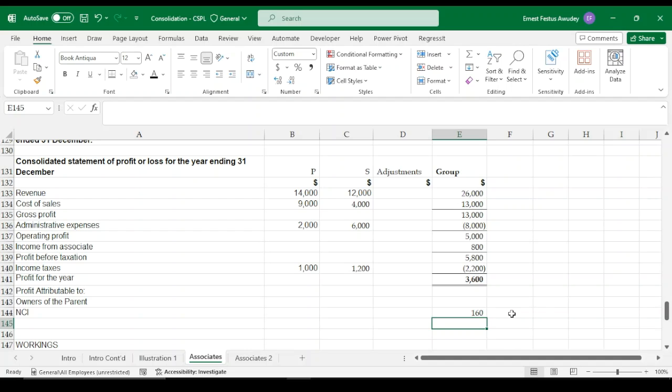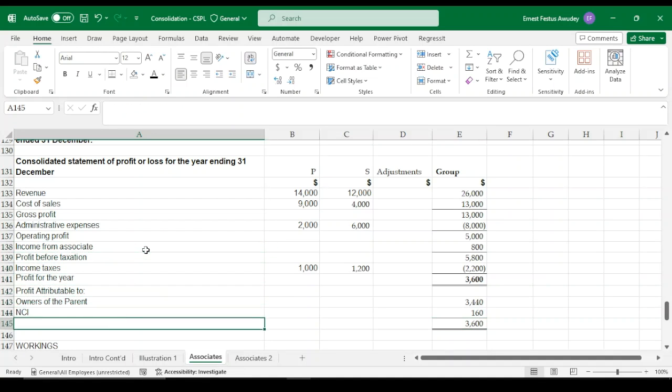This 160 is going to be subtracted from our profit figure for the year, and that will give us the profit attributable to the parent's owners. So I'll have this figure here minus the 160 right here to get the share of the owners of the parent. All right, so that is it for the consolidated statement of profit or loss and other comprehensive income.